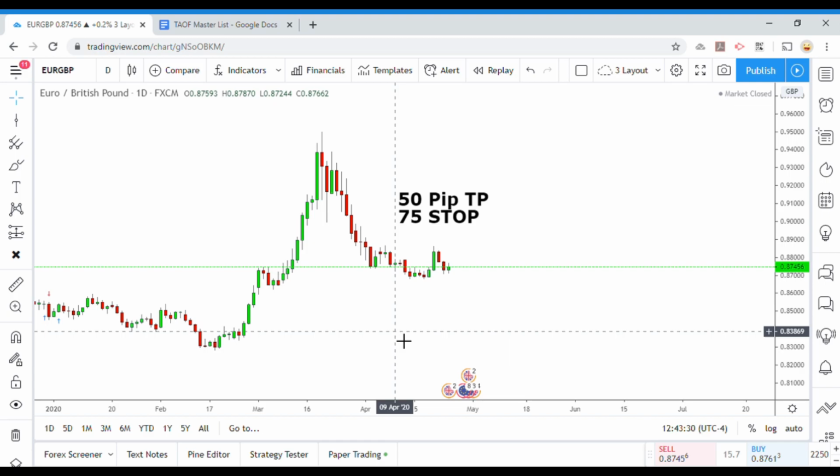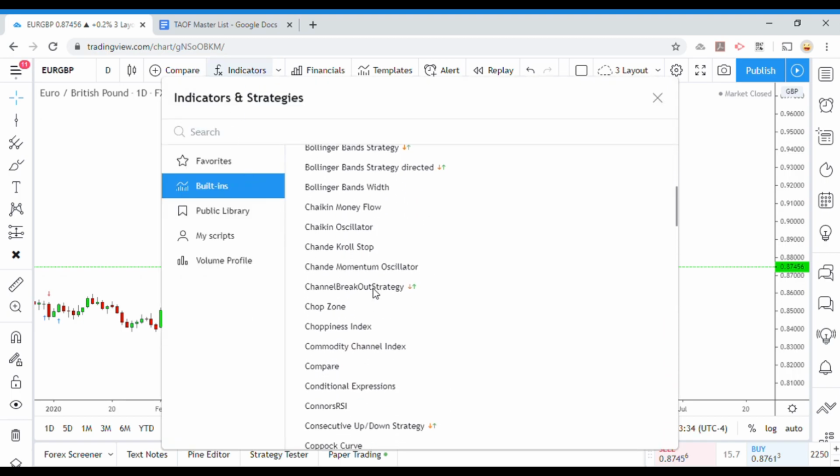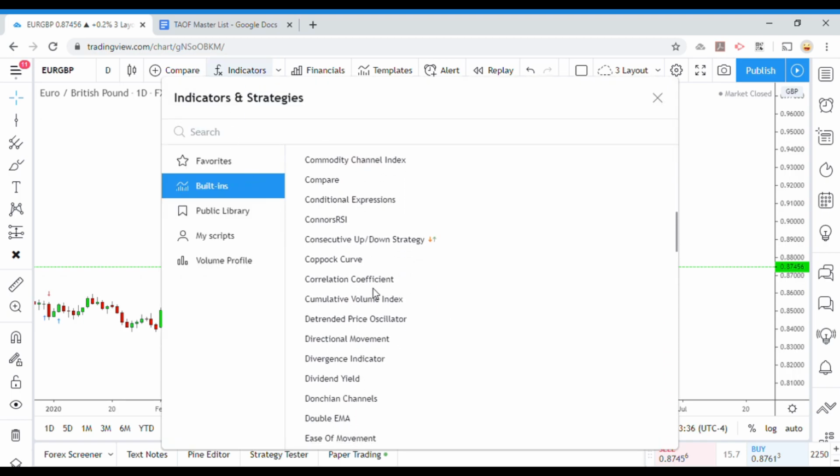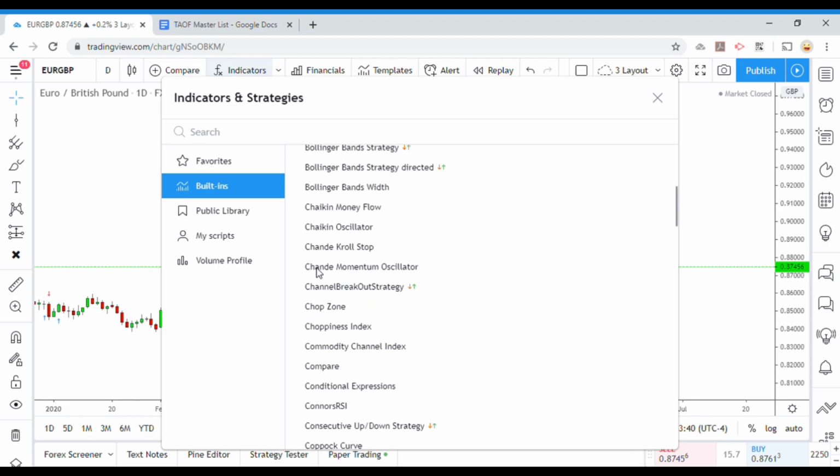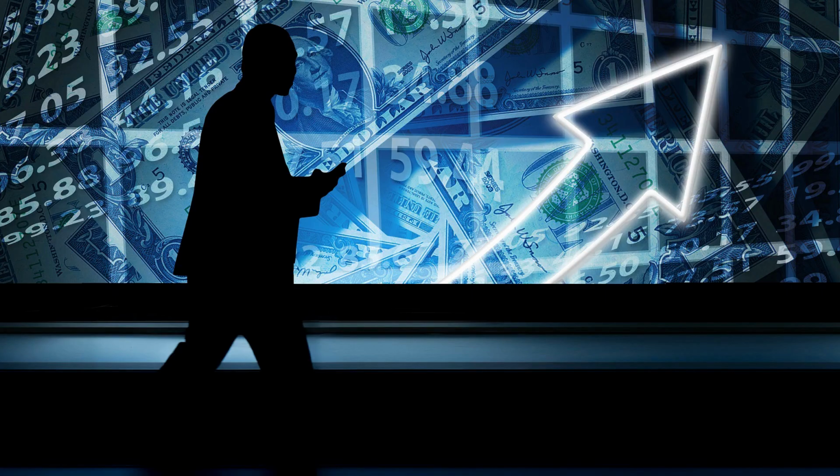Welcome back, viewers. Today we will be testing the Chande momentum oscillator.